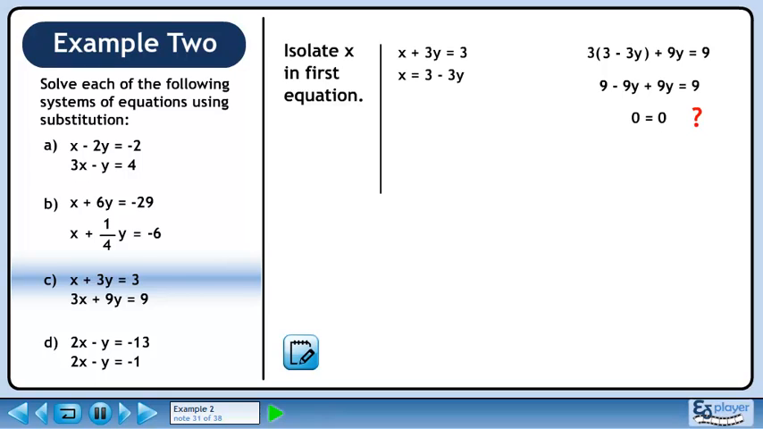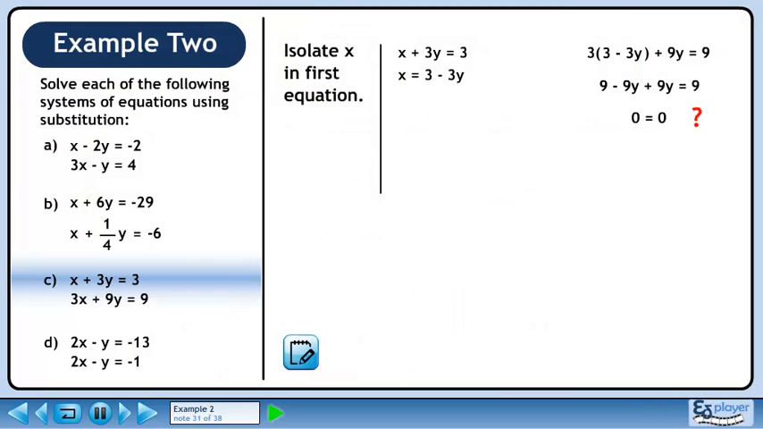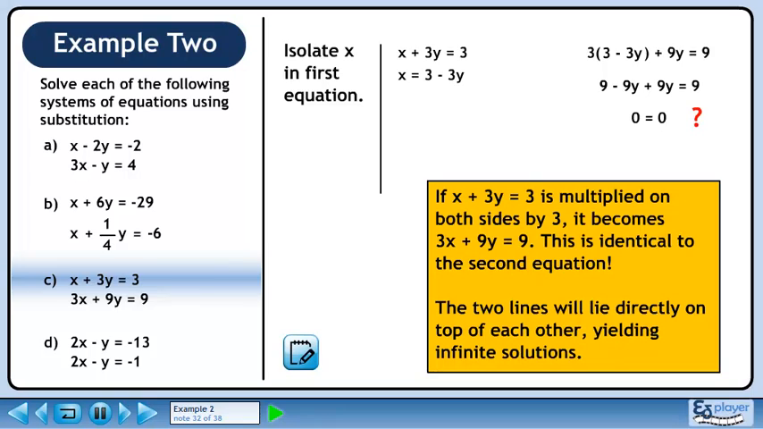What's going on here? If x plus 3y equals 3 is multiplied on both sides by 3, it becomes 3x plus 9y equals 9. This is identical to the second equation. The two lines will lie directly on top of each other, yielding infinite solutions.